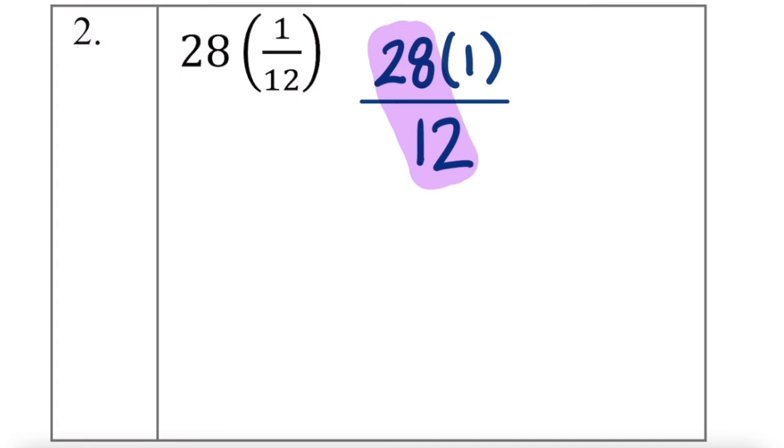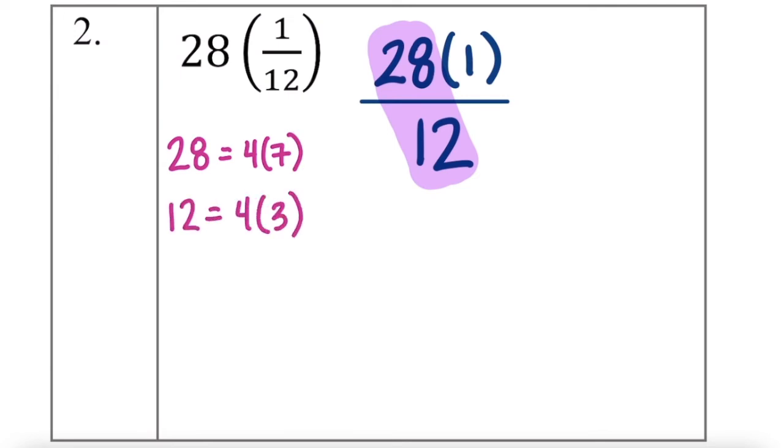So I know that 28 is 4 times 7. And I know that 12 is 4 times 3. So what I'm going to do here is I'm going to remove 4 from 28 and from 12. Well, what would be left? If I removed 4 from 28, I would be left with 7. I can see that down here in my product. If I removed 4 from 12, I would be left with 3.